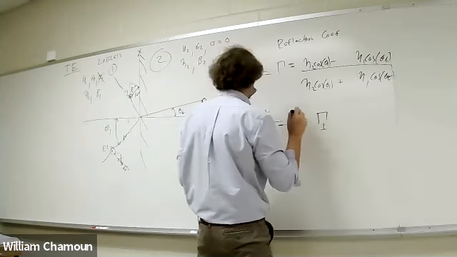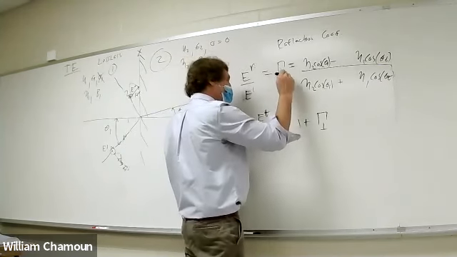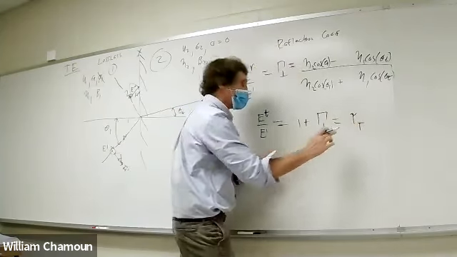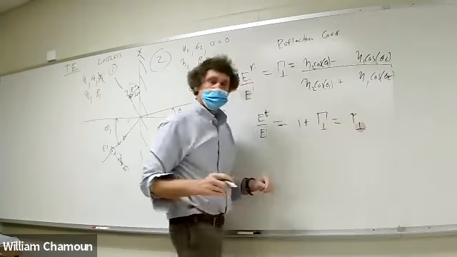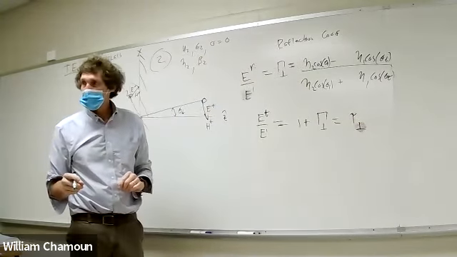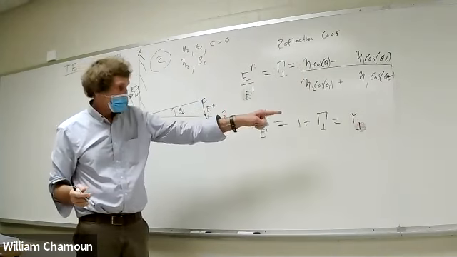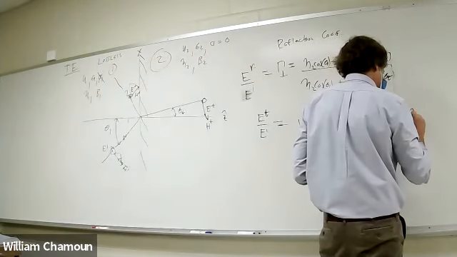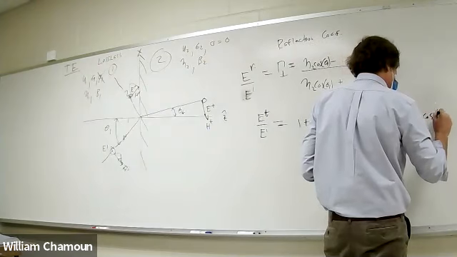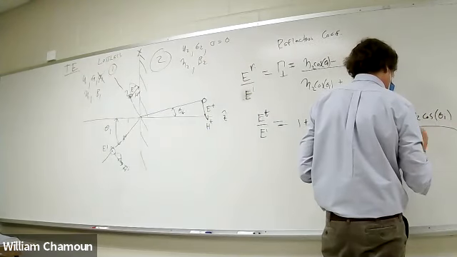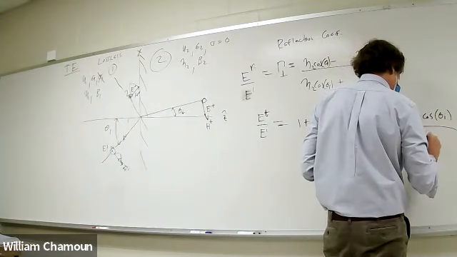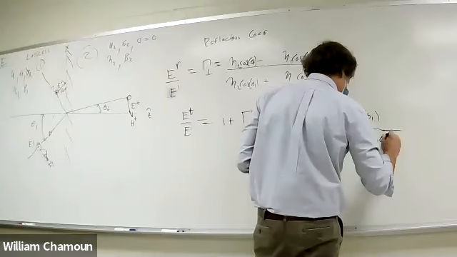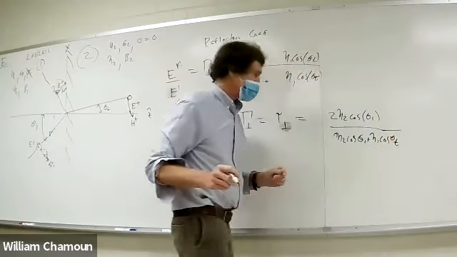And this is what I do normally. I put a little perpendicular symbol, and the symbol for this is the transmission coefficient for perpendicular polarization. You follow this? Everybody? So that's transmission right there. And this would be equal to 2 times eta 2 cosine of theta incident over eta 2 cosine of theta incident plus eta 1 cosine of theta transmitted. Are you with me on that?